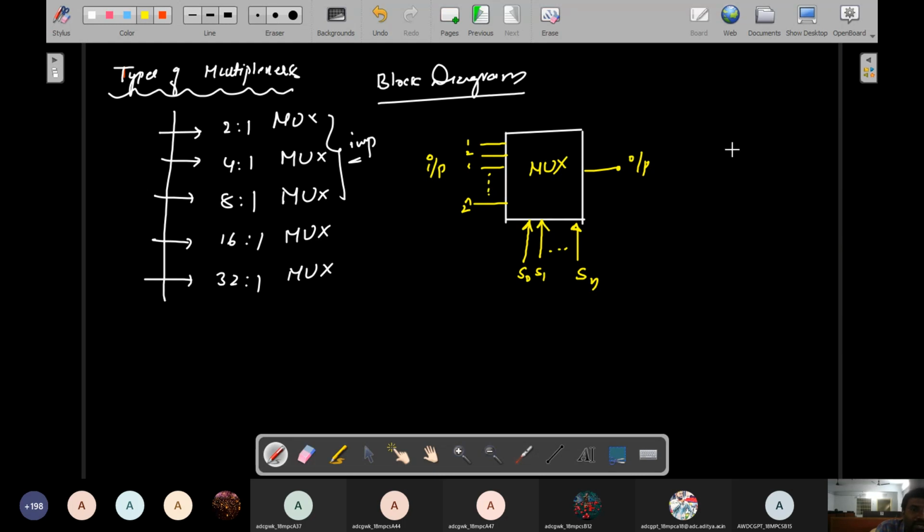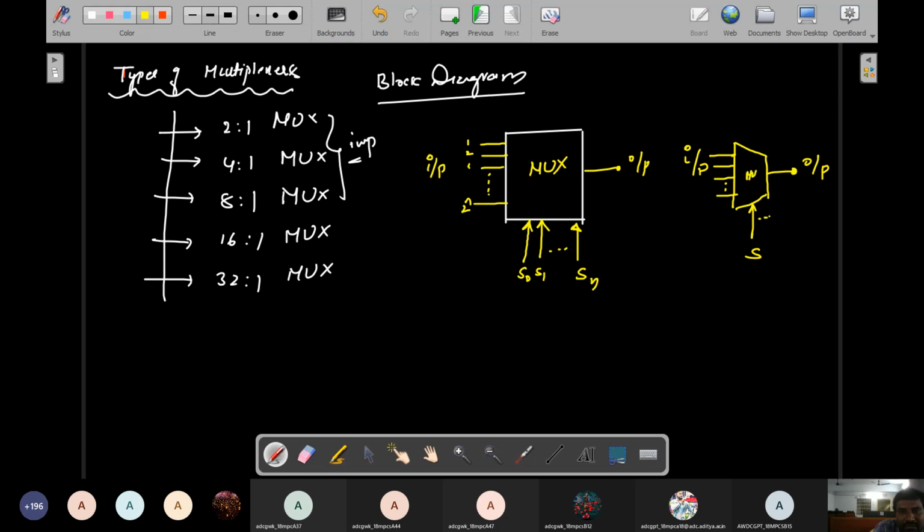Some textbooks show the symbol of the IC instead of the block diagram. This is the block diagram of the multiplexer, but the symbol of the IC looks like this. These are the inputs, and it will collect one output, and this is the selecting line. So this is called the selecting lines. This is the block diagram, and this is the IC diagram.